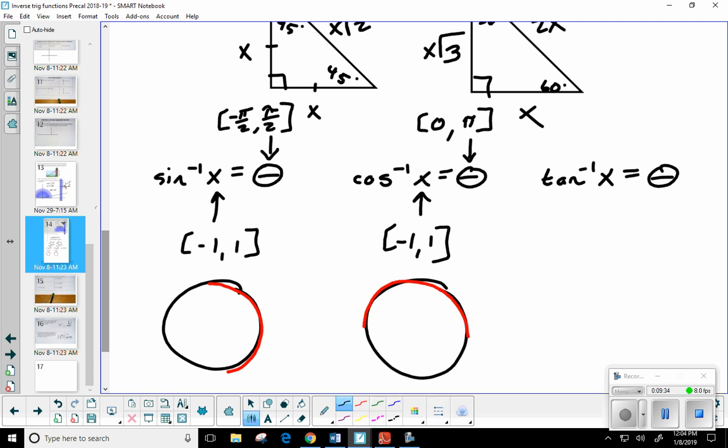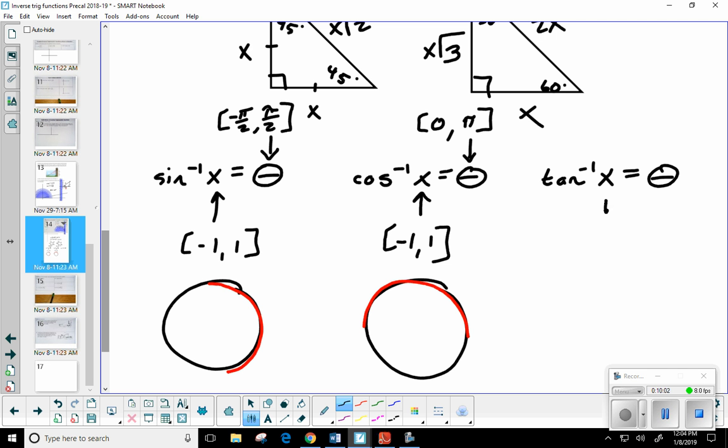Now all of these are basically following the same idea. If I were trying to simplify a sine inverse problem, how will I know what quadrant to draw my triangle in, 1 or 4? There you go, the ratio. Look to see if it's positive or negative. Positive is quadrant 1, negative is quadrant 4. Same thing for cosine inverse. Your ratio, if it's positive, it's quadrant 1. Negative would be quadrant 2.